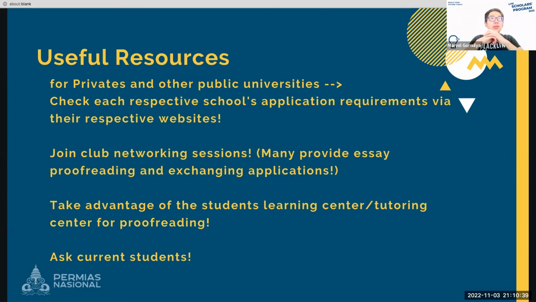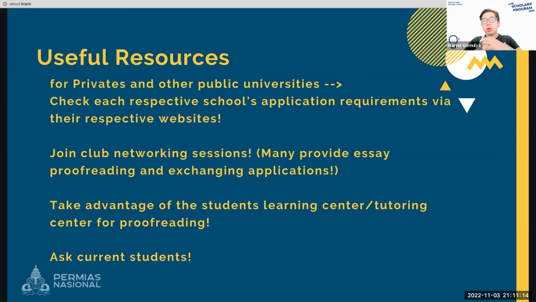Useful resources, yes. These apply to both public and private universities. One, definitely check the school's application requirements. Different schools have different requirements and different questions, especially if you're applying to a private university, which is very, very tough. Be sure to know the school's culture. For example, Berkeley really values diversity, and they value a community vibe. That may be something you want to embed into your application and your essay. Feel free to ask me later on how you would do that.